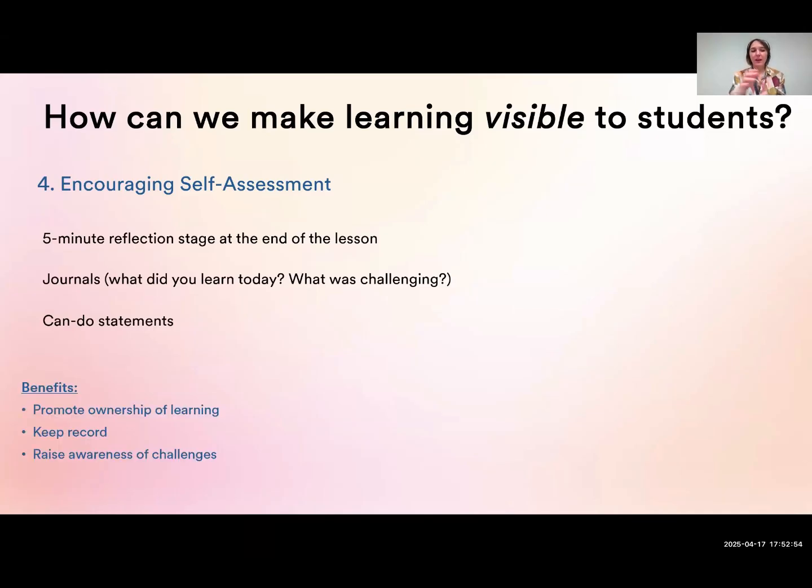The benefits, again, they promote ownership of learning. So the students are aware. They can keep a record of this for each lesson. And it also makes them aware of their challenges. Some challenges in using this are trying to keep it regular and finding a time at the end of the lesson. But let's always try and keep this 5-minute reflection, whether it's through exit tickets or other ways, to really get them to reflect.